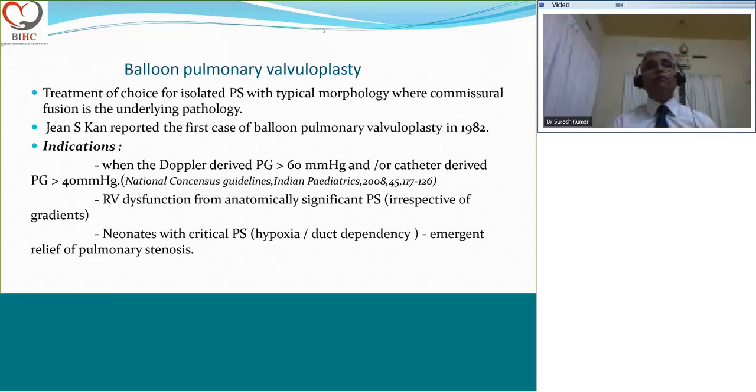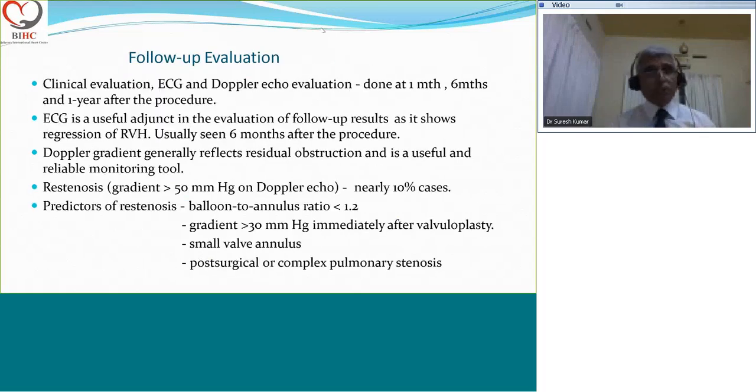Once the valvotomy is done, you need to follow up on the child, which would include clinical evaluation, ECG, and echo. You may do it at 1 month, 6 months, and 1 year after the procedure. And if the child is stable and there is no significant RVOT gradient, then you may follow up every year after that. And you could use ECG as an adjunct in the follow-up evaluation.